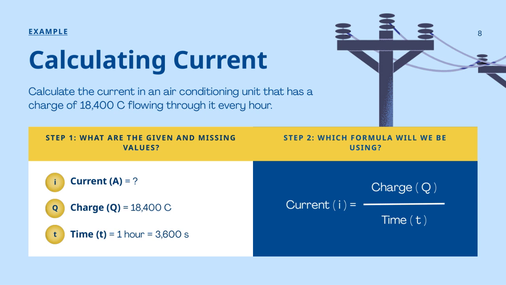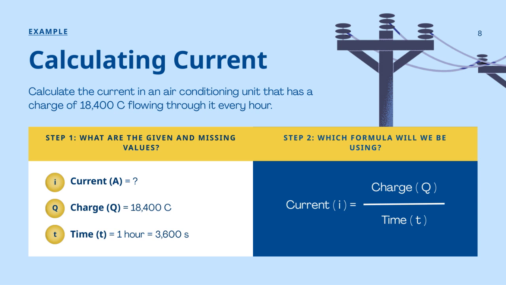Now, before jumping into the calculations, it's important to ask ourselves two key questions. First, what are the given values? And second, which values are missing? In this case, we have the charge and the time given, and we're missing the current. This sets us up for the next step, which is deciding on the correct formula to use.